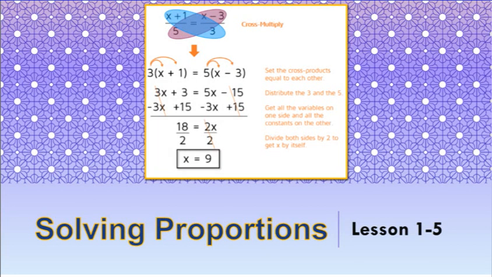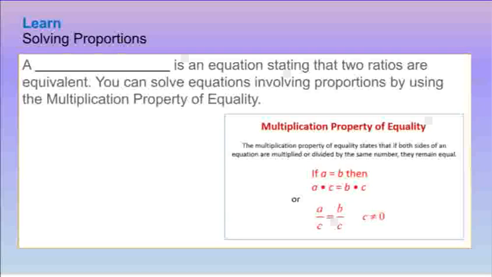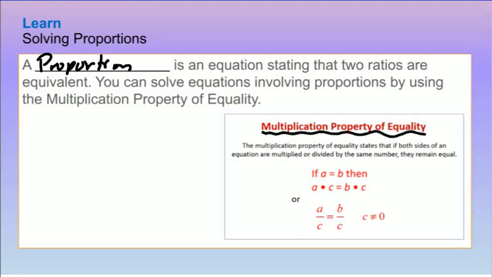Lesson 1-5, solving proportions. First up, we want to look at what a proportion is. A proportion is an equation stating that two ratios are equivalent. You can solve equations involving proportions by using the multiplication property of equality. And again, the multiplication property of equality just states that if two sides are equal, whatever you multiply on one side, multiply it on the other.